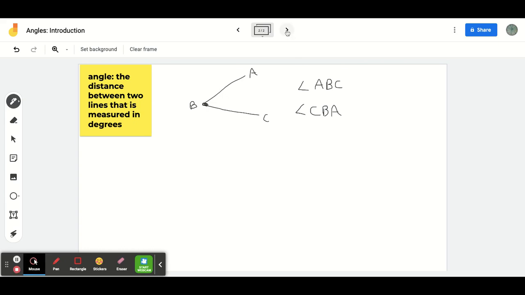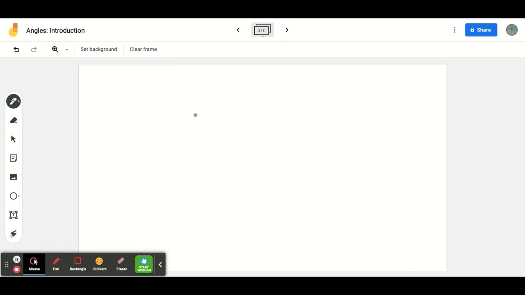Next, let me show you another example. Another possibility of an example of an angle would look like this. This is a 180 degree angle, and then this would be a crossing angle. And so we can label these. This will be R, S, T, U, and then this middle point, the vertex, will be V.